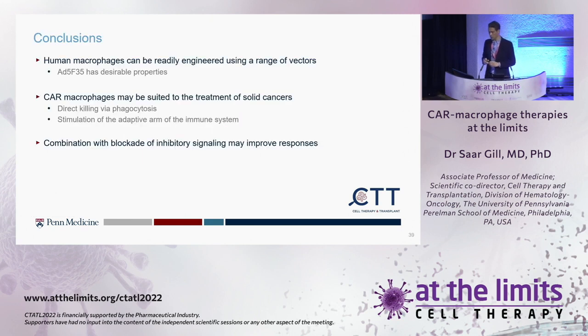In conclusion, I've shown you that human macrophages can be readily engineered using a range of vectors, and I've focused on Ad5F35, which has desirable properties. CAR macrophages may be suited to the treatment of solid cancers. There is direct killing via phagocytosis, and there is stimulation of the adaptive immune system. I do think that combination with blockade of inhibitory receptors makes sense, and I'm really not someone who throws pembrolizumab against the wall and hopes it sticks. I actually think in this case it might make sense. It may not be PD-1 inhibition, but another checkpoint blockade is certainly to be explored.